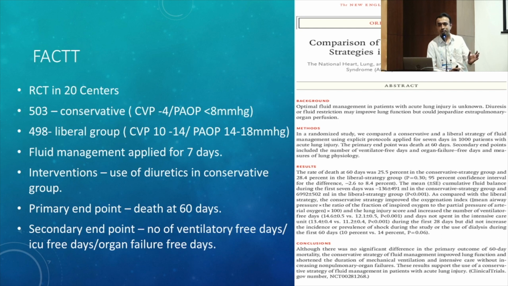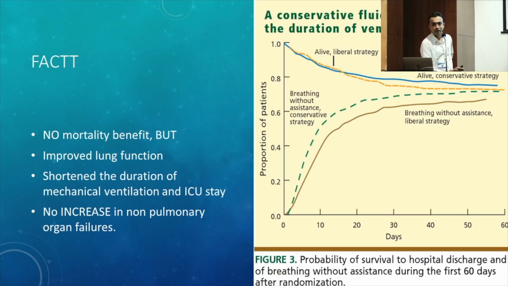So fluid management was monitored over a period of 7 days. And those in the conservative group, they were deresuscitated by giving them some diuretics as well. The primary endpoint was death at 60 days. Secondary endpoints included number of ventilator-free days, ICU-free days, and organ failure days. So what was the result? There was no mortality benefit, but they found that there was improved lung function, shortened duration of mechanical ventilation as well as the ICU length of stay. And there was no increase in the non-pulmonary organ failures.